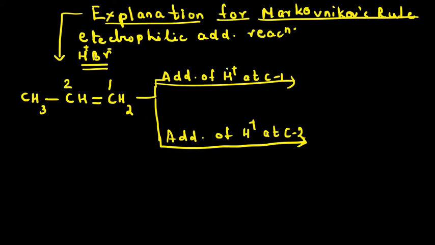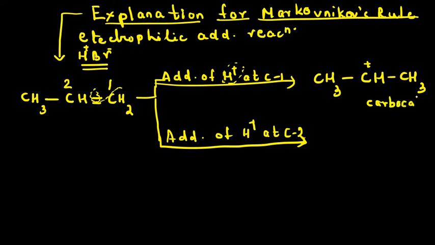The first possibility is that the addition of the H plus ion takes place at the first carbon. So we can write it as CH3CH. The double bond breaks, and the incoming H plus, which is the electrophile, takes away the electrons. So we will be getting CH3CH2, and a positive charge will be developed. That is a carbocation. We have already discussed carbon carrying a positive charge. It is an intermediate.